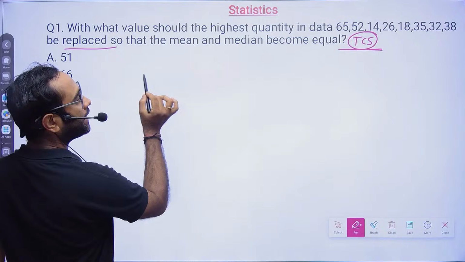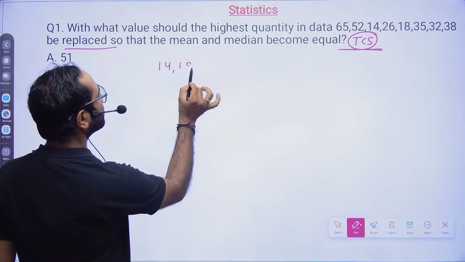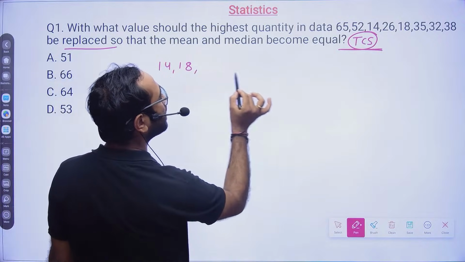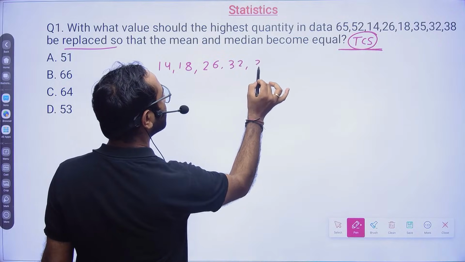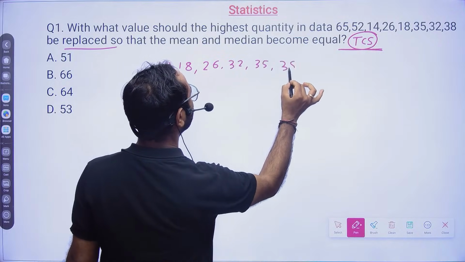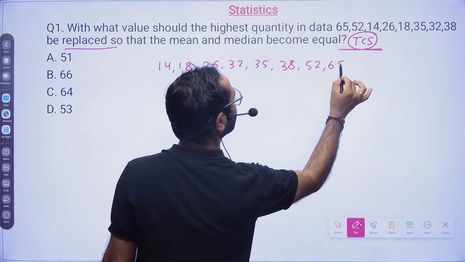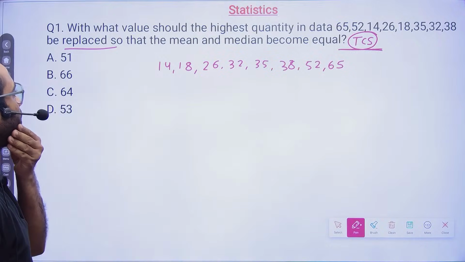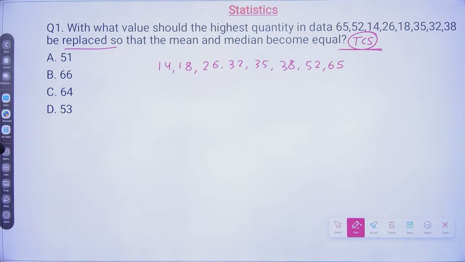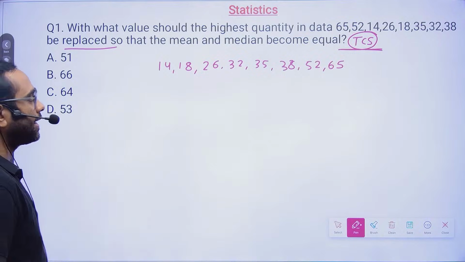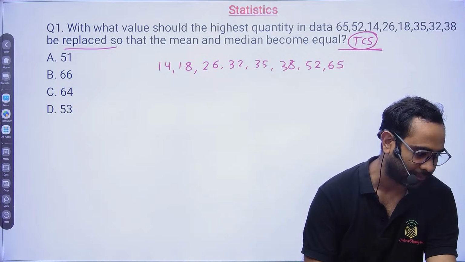Now, the data they have given, I am arranging in ascending order: 14, 18, 26, 32, 35, 38, 52 and 65. So these are the data given. Now you please tell me the answer for this. I'll give you 1 minute of time.